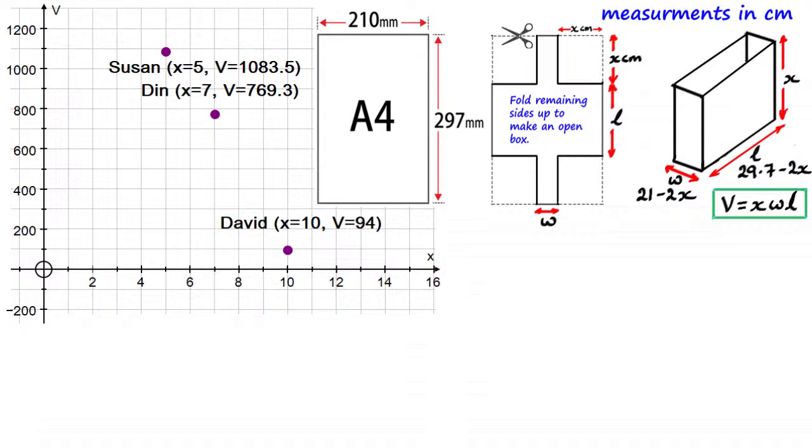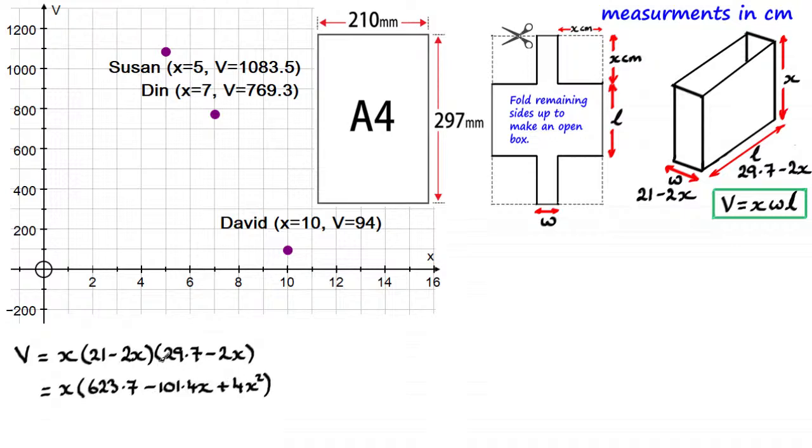What we're going to do is create the equation for the volume. So clearly I'm going to need to multiply all of these values together. If we do that, we're going to get this expression down here: x times all of 21 minus 2x times 29.7 minus 2x. Now I'm not going to ask you to expand that, I'm sure you guys can already do that. I've just expanded the last 2 brackets, and we've got this result here, and then I'm just going to multiply through by the x. So there we go.